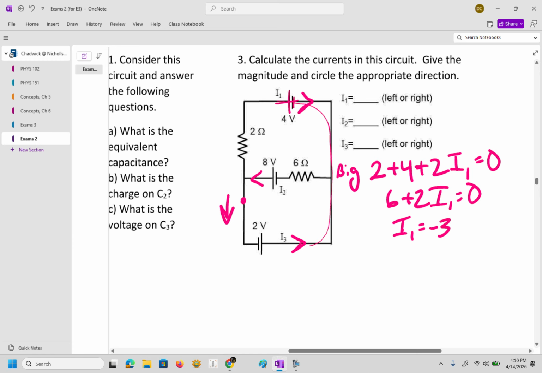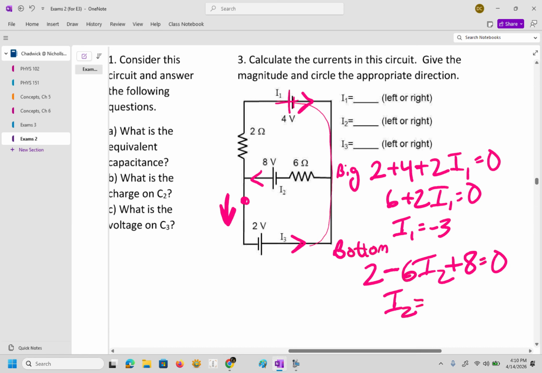Then I can also do the bottom loop because that includes that branch again. The bottom loop, I'll start here again and go in this direction. That's 2 minus 6I2 plus 8 equals 0. That's 10 divided by 6, so I2 equals 5/3 amps. Okay, positive.